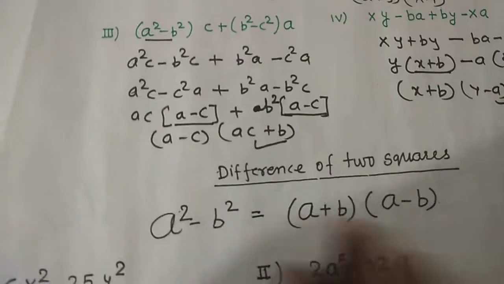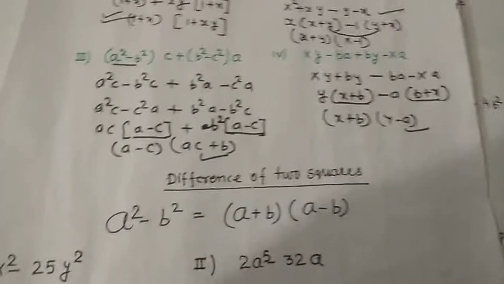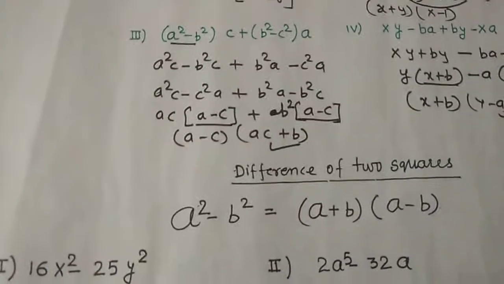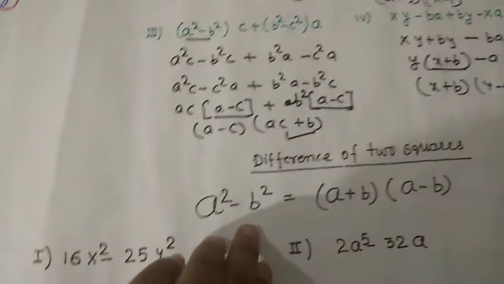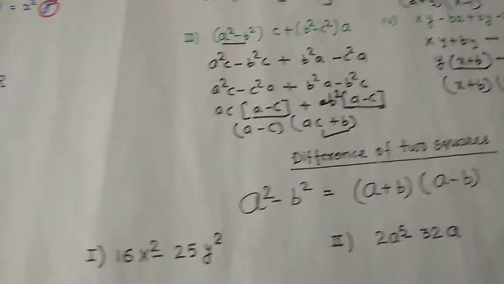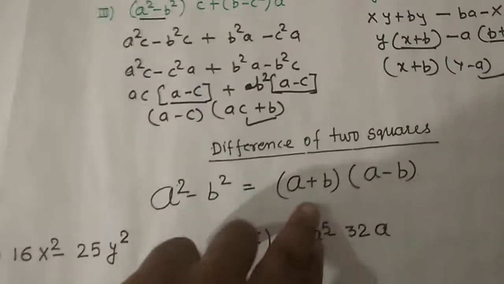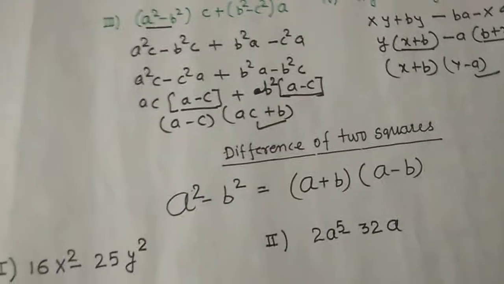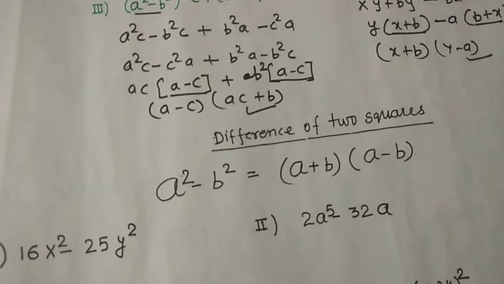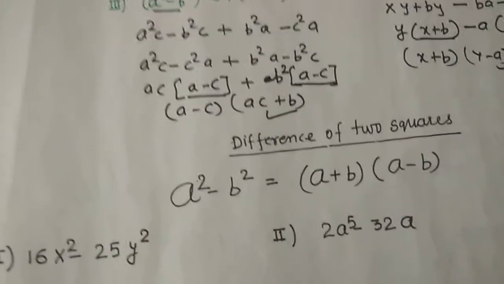Now the difference of two squares, this is the previous knowledge. Go and see the description, this is given in the algebraic identity. When it is a square minus b square, this will be a plus b and a minus b. We have to form the question in the form of a square minus b square.